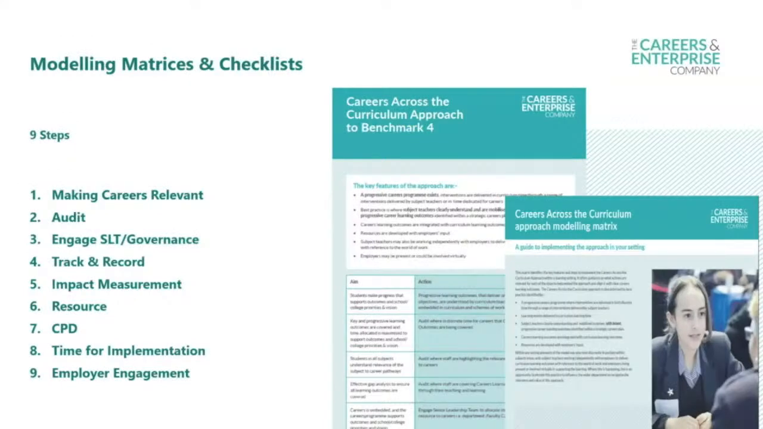So each approach does have an overview matrix with suggested actions for each of the steps that I've just gone through, and there is also a checklist for each of the approaches to support progress, just to take you through each approach and really step around how each approach is embedded. And those resources are available. There's a link in the chat, but also in the resource directory.